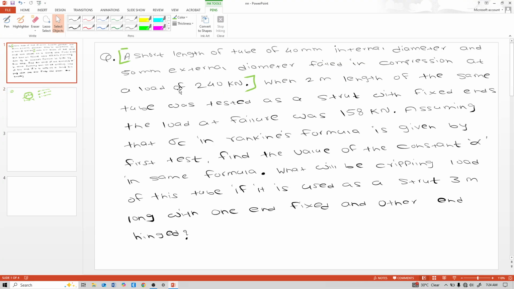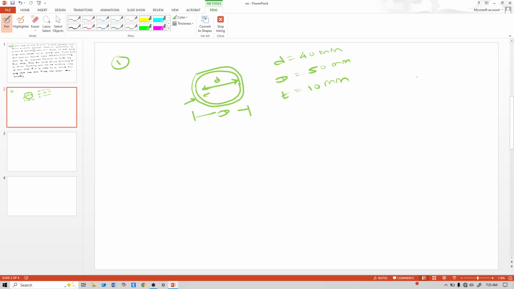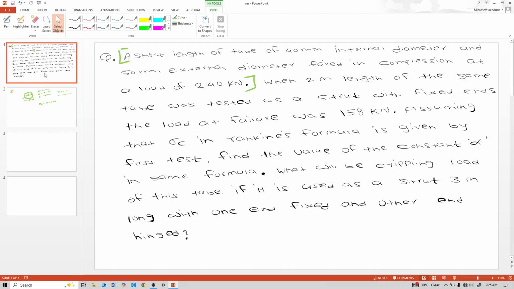So from that first statement, a short length of tube of 40 mm internal dia and 50 mm external dia failed in compression at a load of 240 kN. So right here, failed in compression, and this load is 240 kN. PC is written because this is compression load, because that column failed in compression due to that load, so that's why PC is 240 kN. Okay, now move toward next.